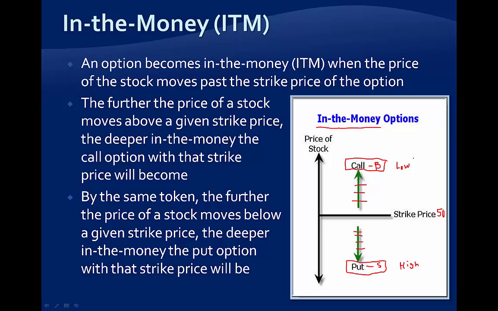So if the stock is up at 60 per share, my 50 strike call has $10 of intrinsic value. And if the stock were down here at 40, well, the calls would be out of the money, but the puts would now have intrinsic value and be in the money. And so the put would be 10 points in the money if the stock were 10 points below my strike price.